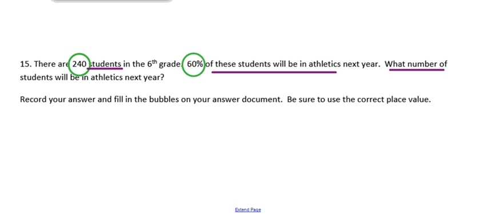And question 15. There are 240 students in the 6th grade. 60% of these students will be in athletics next year. What number of students will be in athletics next year? Again, record your answer and fill in the bubbles on your answer document. Be sure to use the correct place value.